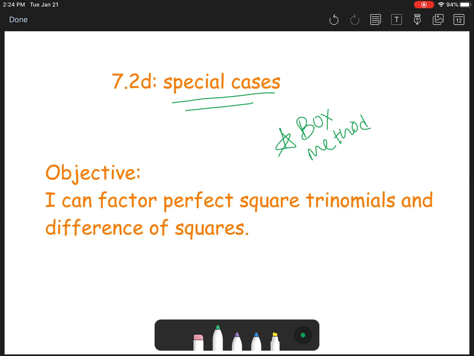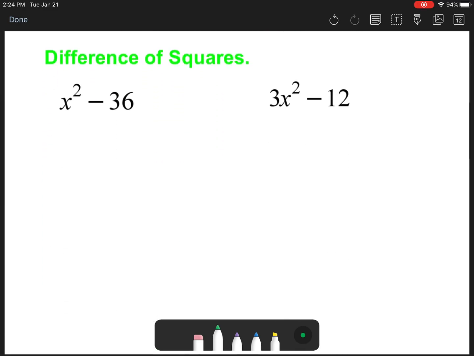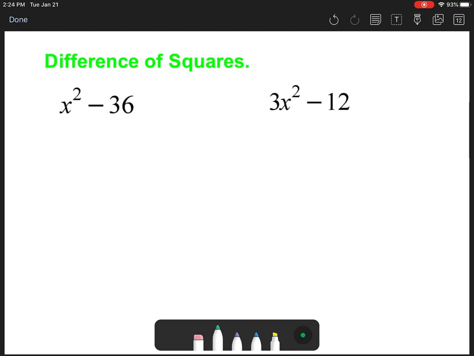So I'm just going to use the patterns, but remember, you could use the box method and you would end up with the same answer. So looking at the difference of squares, and we've talked about this one previously, but if we have something like x squared minus 36, where that bx term cancels out to 0x, that means we had a negative of a number and a positive, right?